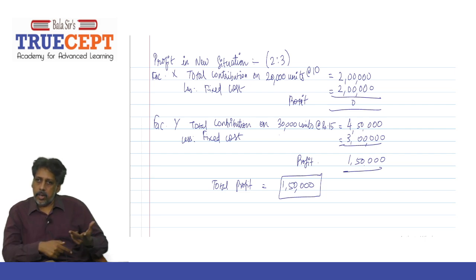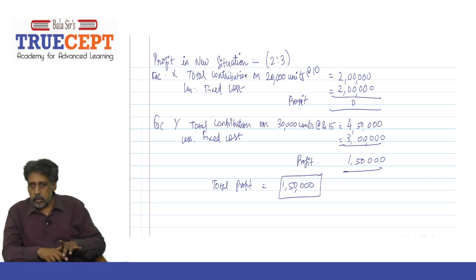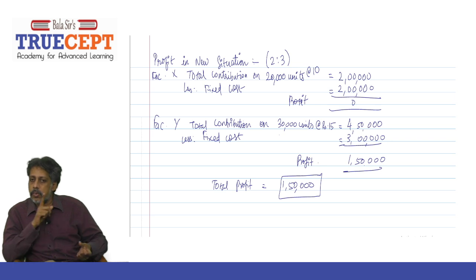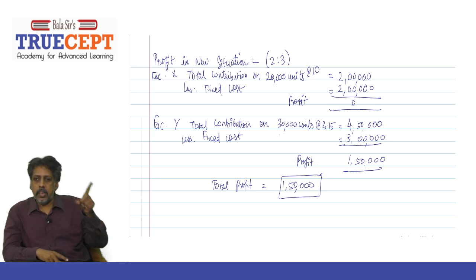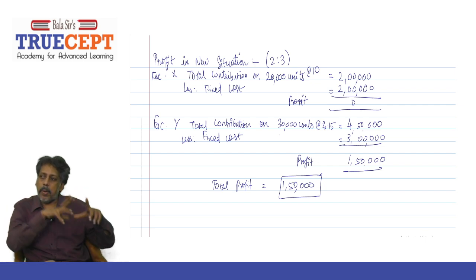Then factory Y, 30,000 units into 15 each, 4,50,000. Fixed cost is 3 lakh. Therefore, profit is 1,50,000. Therefore, the total profit will be 1,50,000. You saw? There is a 50,000 increase in profit when the mix changes. Why? Because factory Y is more profitable than factory X. Now, what is the impact on break-even point?